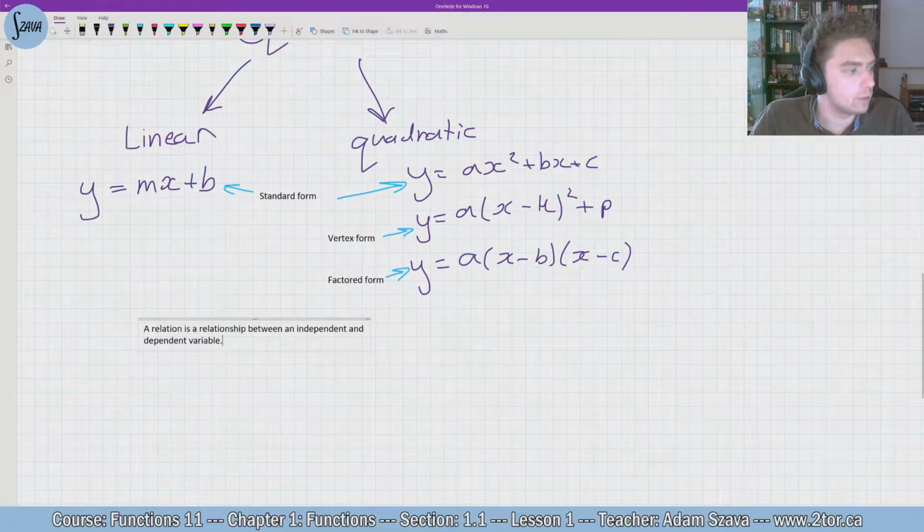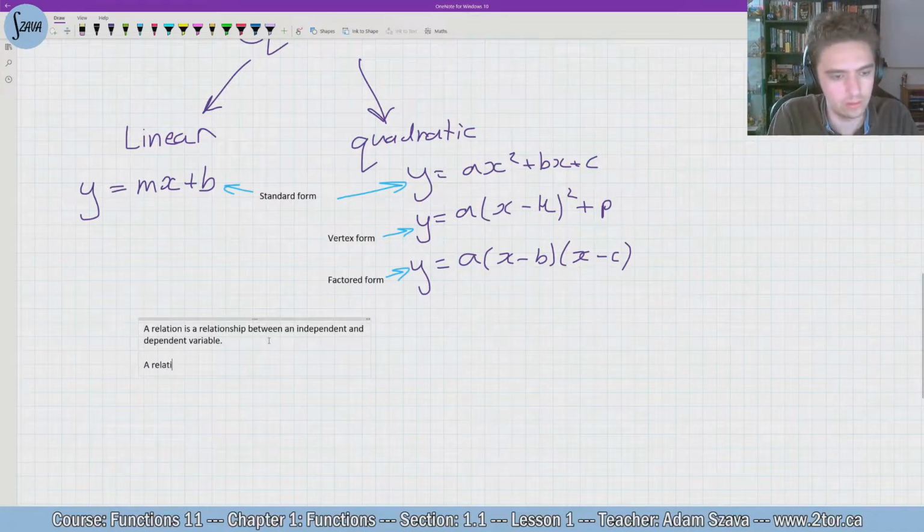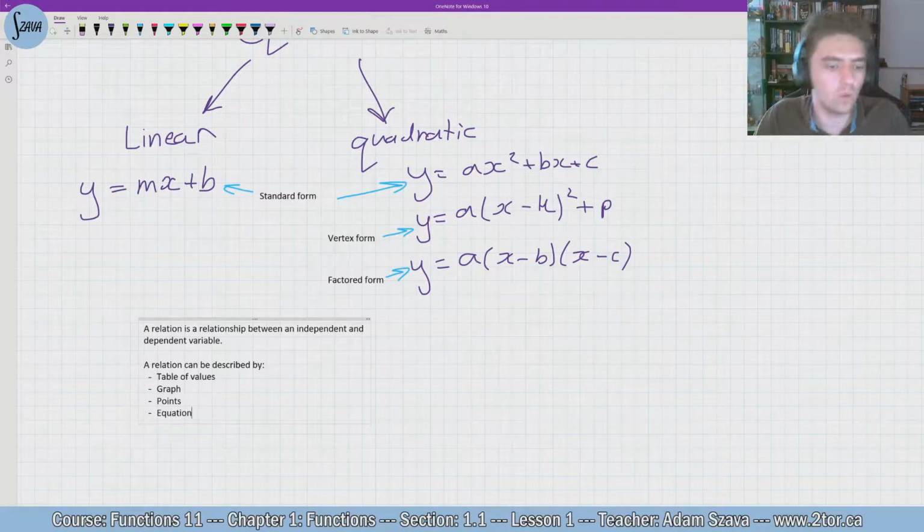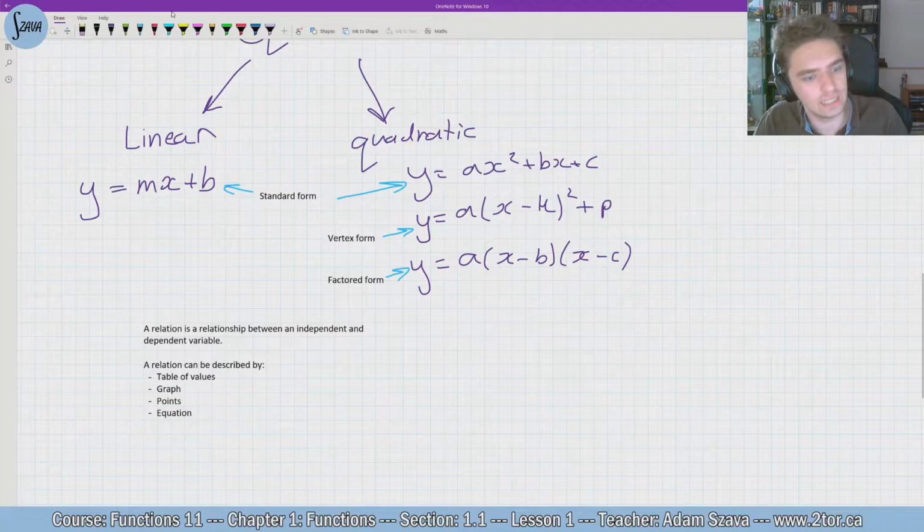And it can be described in those 4 ways. So points on a grid, graph, table of values, and an equation. Okay. I want to mention here that a relation is not, I'll just write that here, can be described by, like I just said, table of values, graph, points, or equation. But a relation is not any one of these things, right? These are all ways to show a relation.